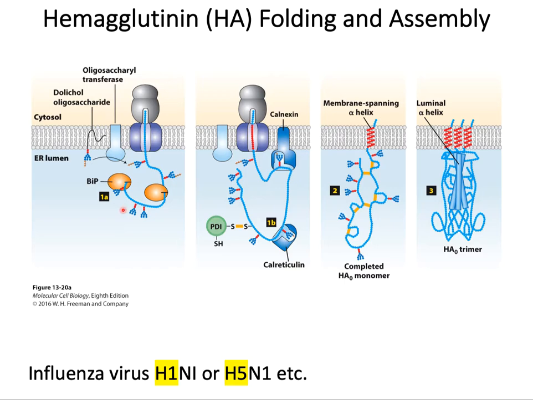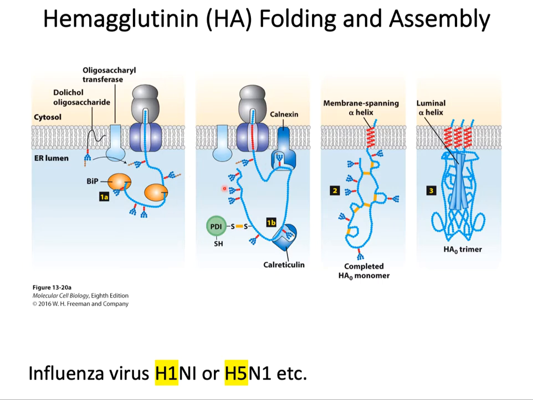When you talk about the influenza virus and refer to H1N1, H5N1, etc., that H refers to hemagglutinin, which is a membrane-bound glycoprotein as well. This protein is made and properly folded in our cells during a viral infection, and it is inserted onto the envelope of the influenza virus.